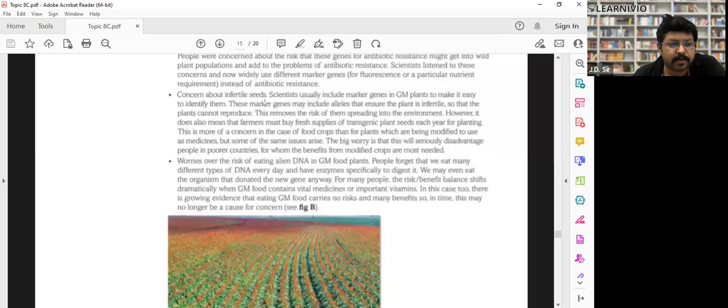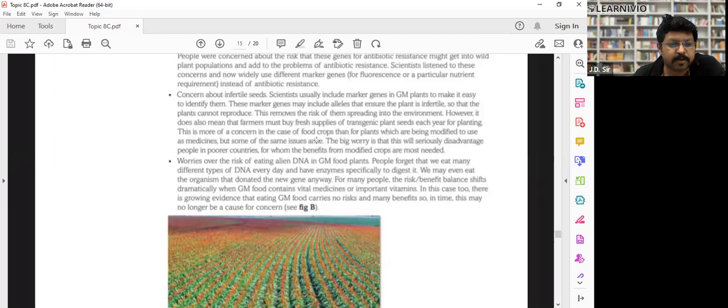Concerned about the fertile seed. Scientists usually include marker genes in GM plants to make them easy to identify. These marker genes include alleles that ensure the plant is infertile, so that the plants cannot reproduce. This removes the risk of them spreading into the environment. However, it does mean that the farmer must buy a fresh supply of the transgenic seeds each year, planting.